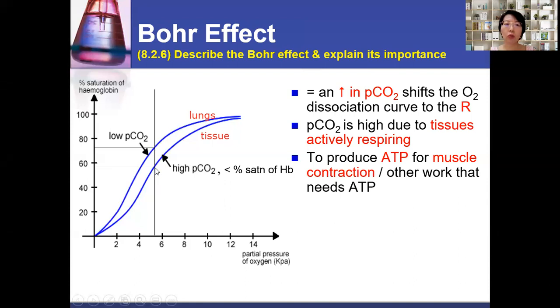So therefore, it can show you that the S-shaped curve will also shift according to the condition in the body so that the hemoglobin can carry out its function more efficiently. It must load oxygen wherever it needs to load. It must unload oxygen wherever it needs to unload. So you see, whenever there's high partial pressure of CO2 in the tissue, the oxygen dissociation curve will shift to the right side to further cause more oxygen to be unloaded from the hemoglobin. Okay.